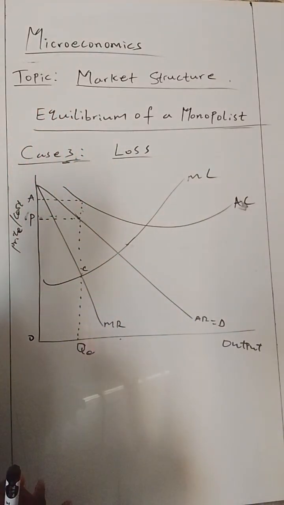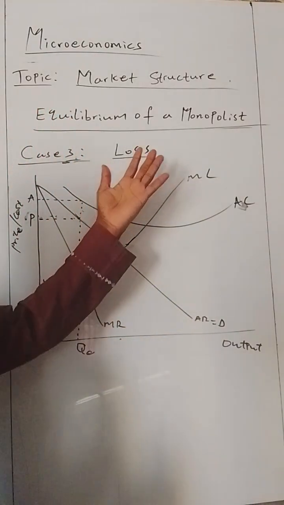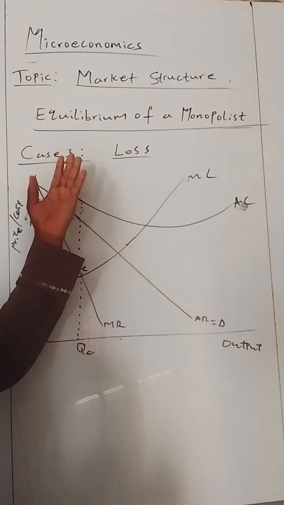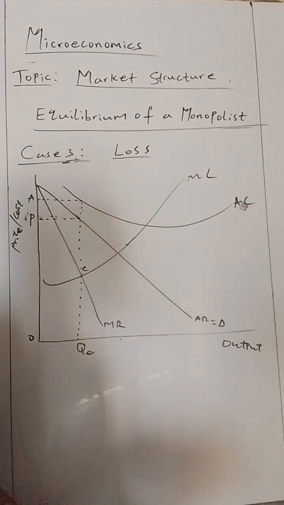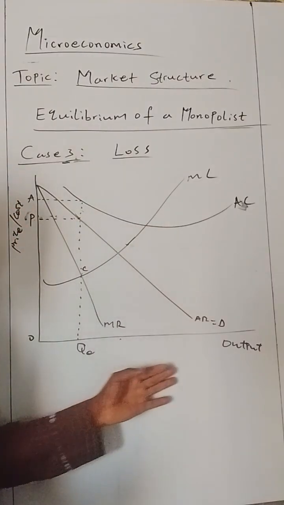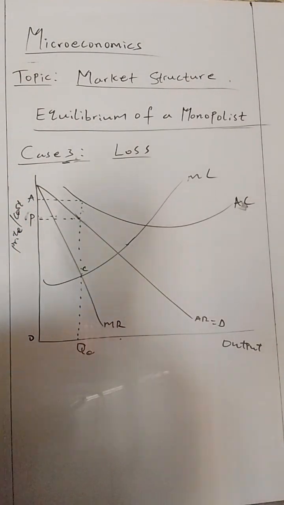In this class, we continue our discussion on equilibrium of a monopolist. So, beginning with a case, that's the case when a monopolist is making a loss. Look at the y-axis here, we have price and cost. Look at the x-axis here, we have output.